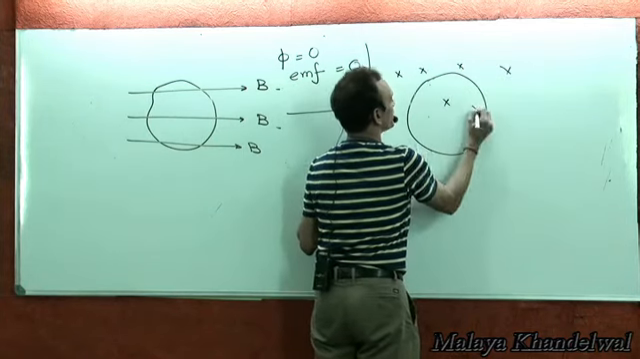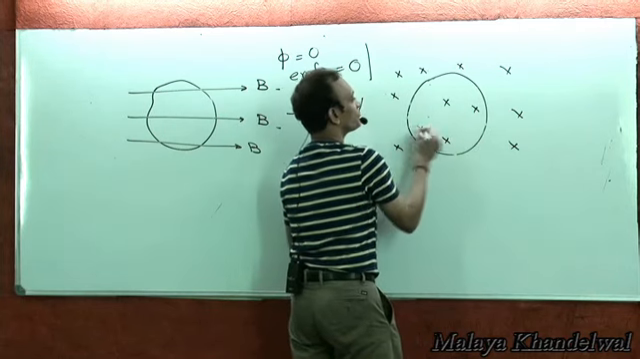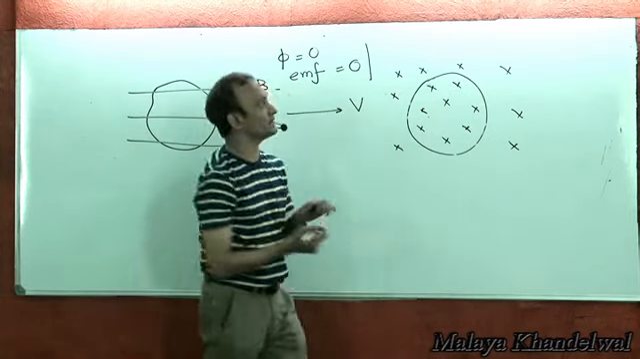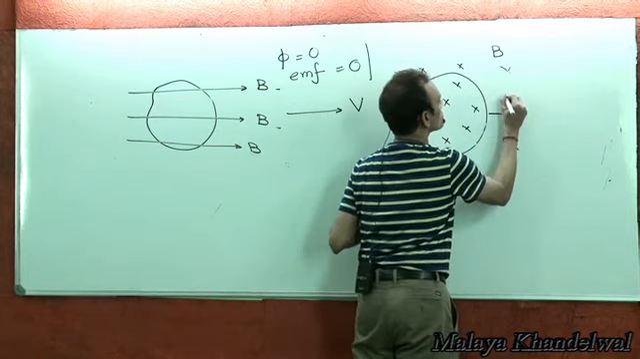Suppose this is a loop and there are field lines going into the plane of the board, and there is a loop like this. And there is a uniform B in this region. And the loop is moved with the velocity v to the right.